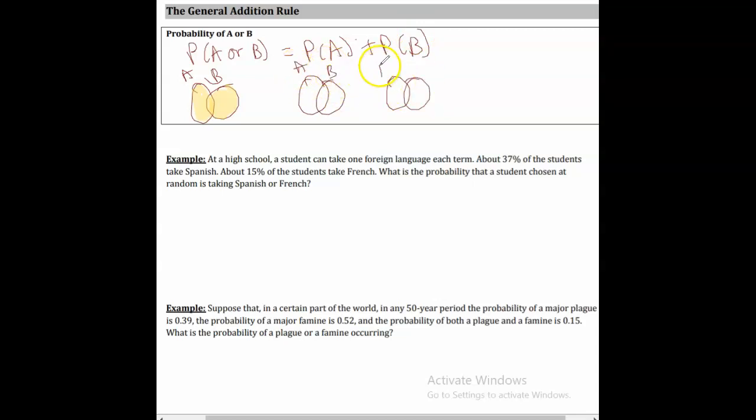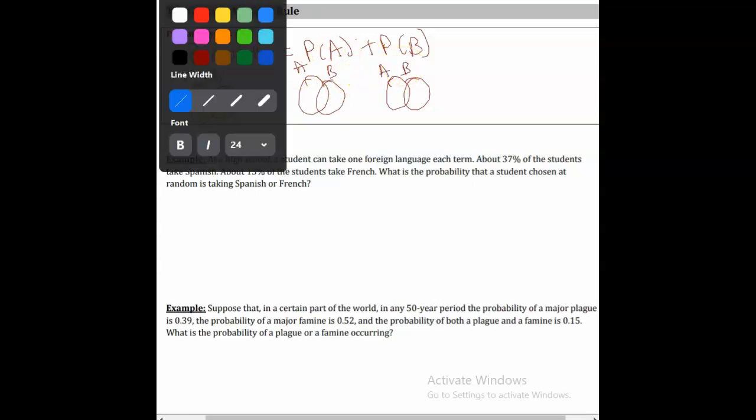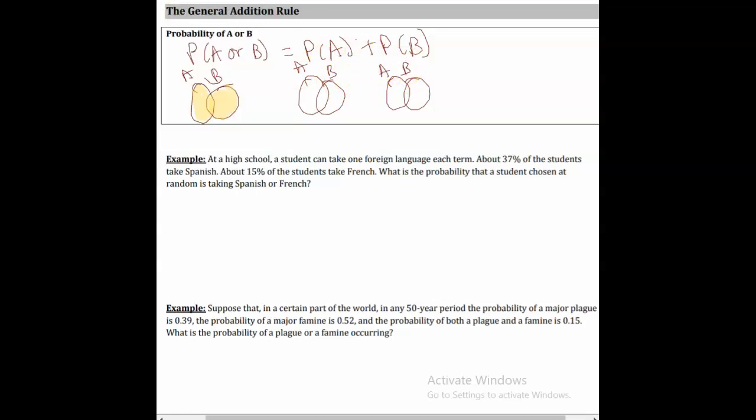And if I think of that on a Venn diagram, I've done all of my A and all of my B, but notice I've double counted my middle section. So in order to not double count my middle section, I need to subtract the probability of A and B.